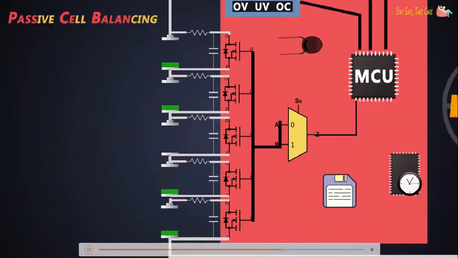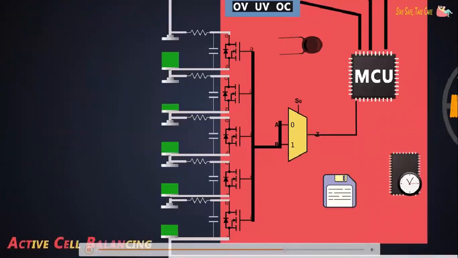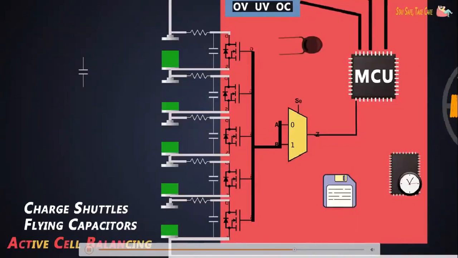Active balancing, unlike passive balancing, does not dissipate the energy. In active balancing, the excess charge from one cell is transferred to another cell which has low charge. This can be done by charge storing components like capacitors and inductors. There are many methods to perform this. Let's discuss the method which is commonly used.